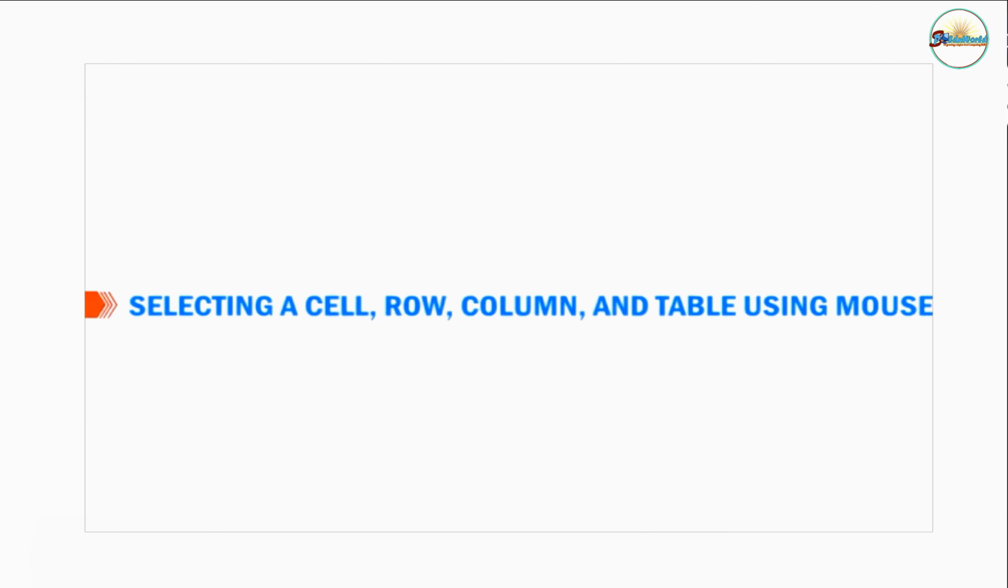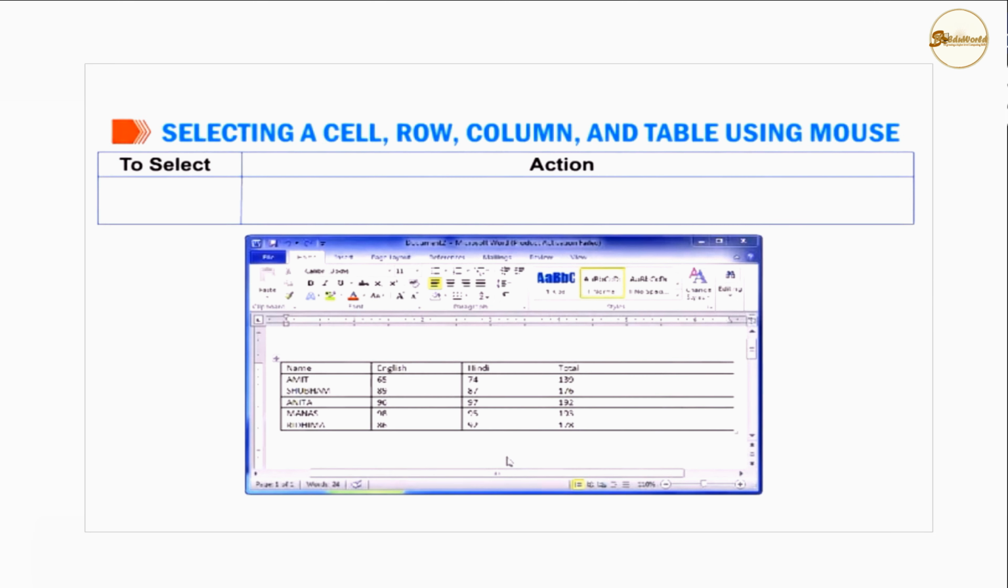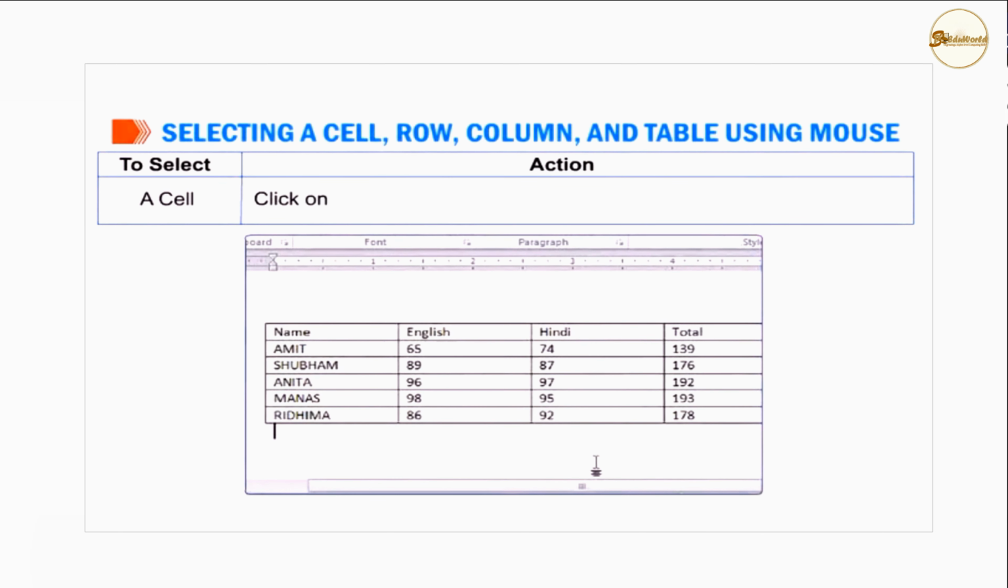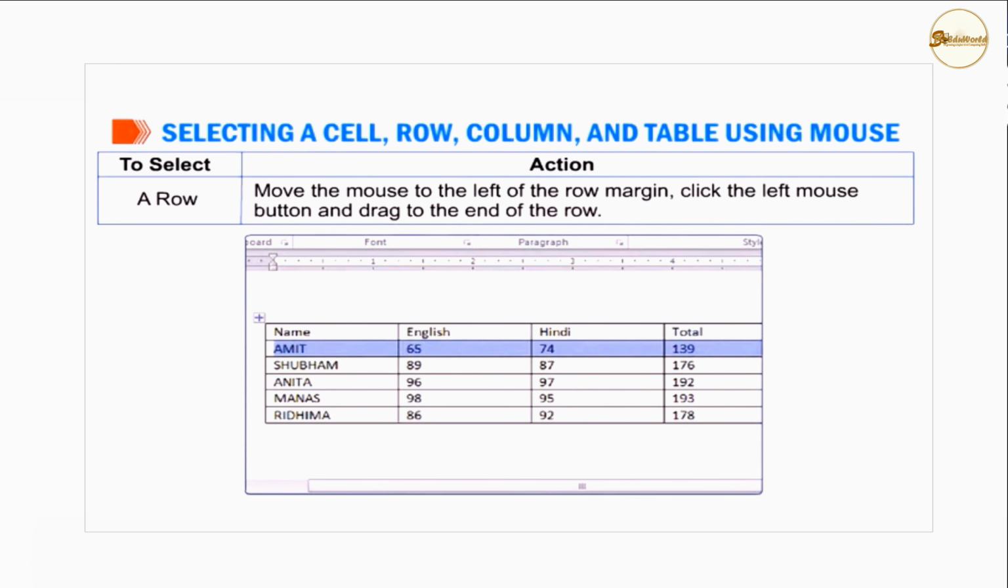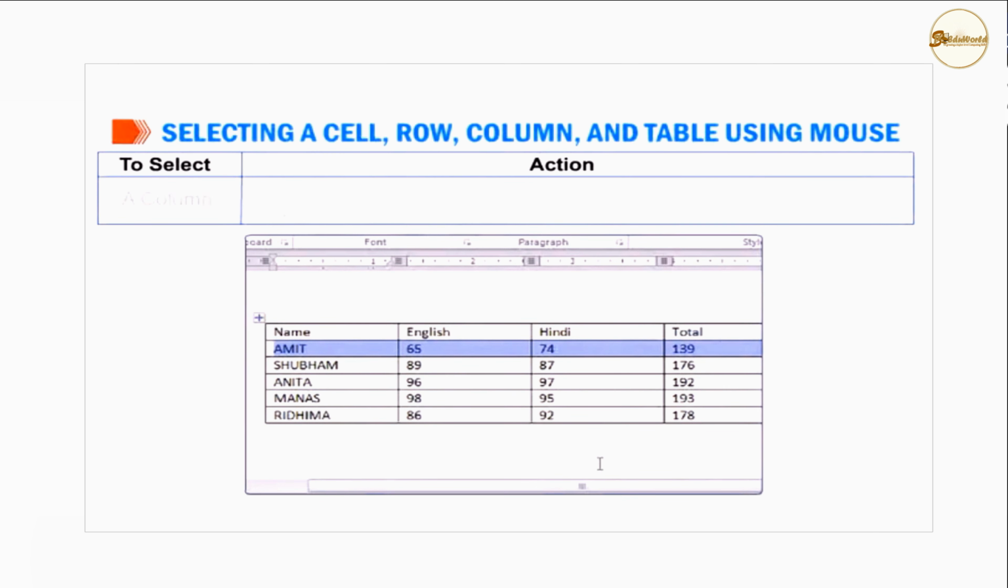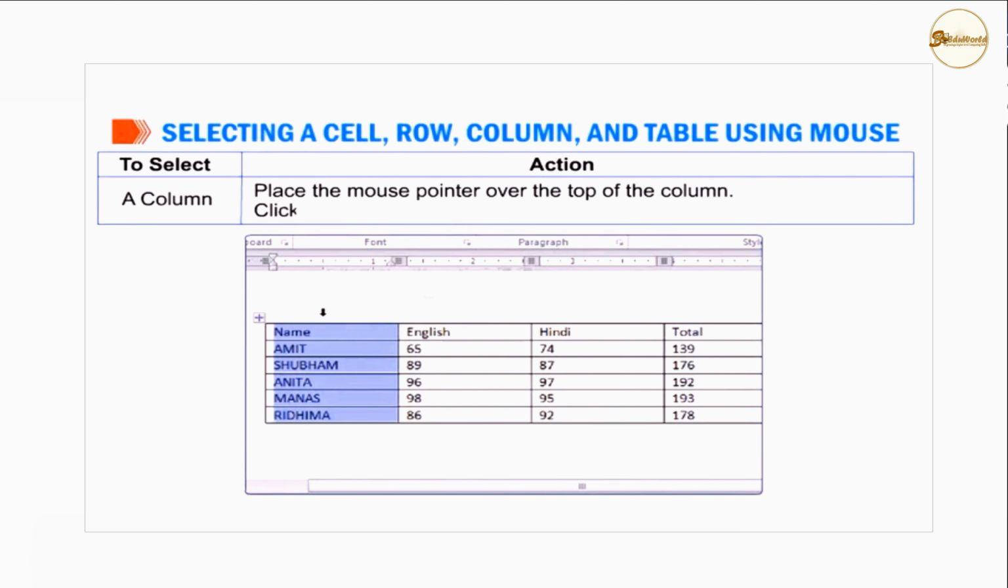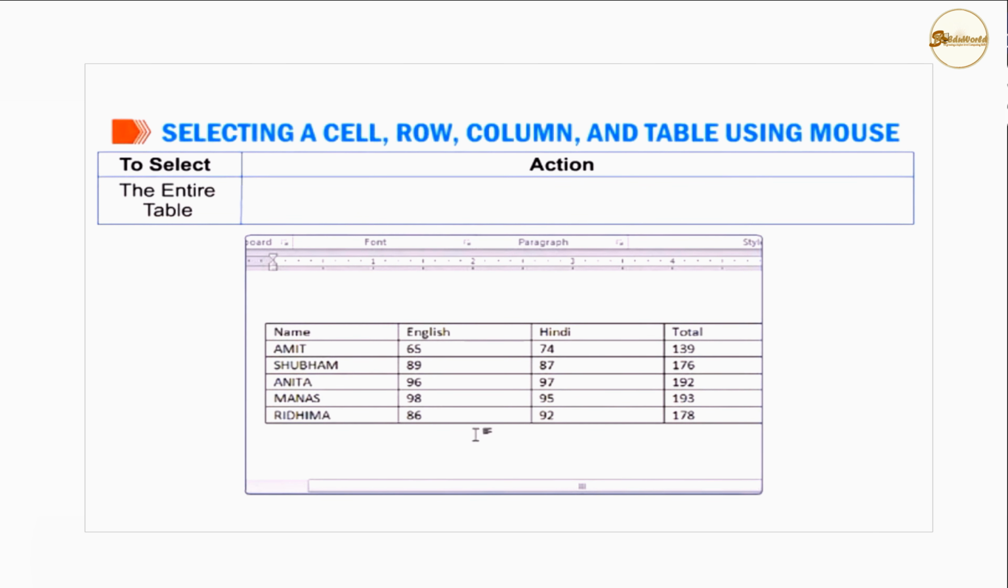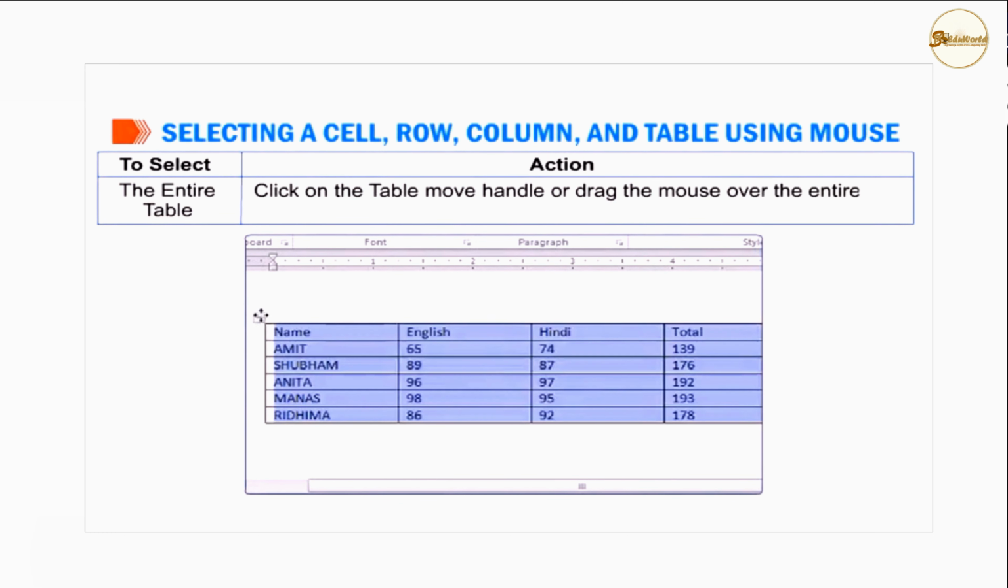Okay, let us understand how to select a cell, row, column, and table using the mouse. To select a cell, click on the edge of the cell. To select a row, move the mouse to the left of the row margin. Click the left mouse button and drag to the end of the row. To select a column, place the mouse pointer over the top of the column. Click the left mouse button. To select the entire table, click on the table move handle or drag the mouse over the entire table.